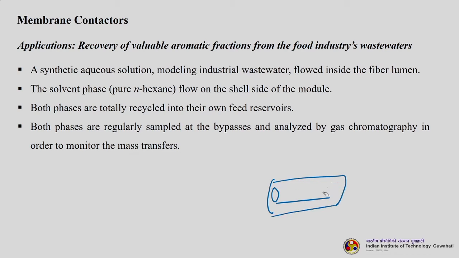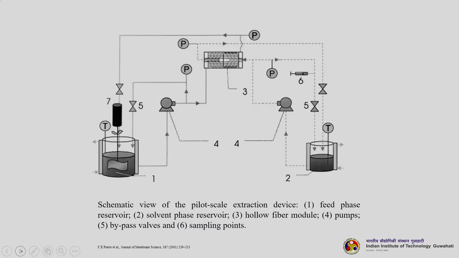Okay, something like this, right. So, you can just extend it a little more here to understand. Something is here and something is here. Okay. So, this we can say is the n-hexane. Okay. So, this is your feed. So, both the phases are totally recycled into their own feed reservoirs. Both phases are regularly sampled at the bypasses and analyzed by gas chromatography in order to monitor the mass transfer. So, this is a more complete schematic diagram.